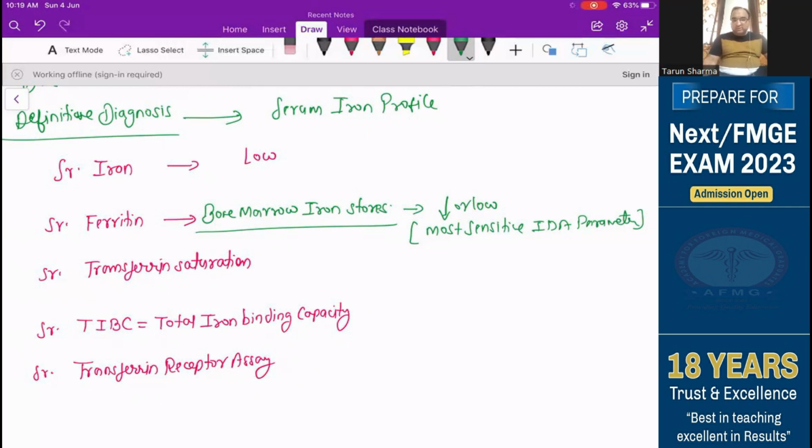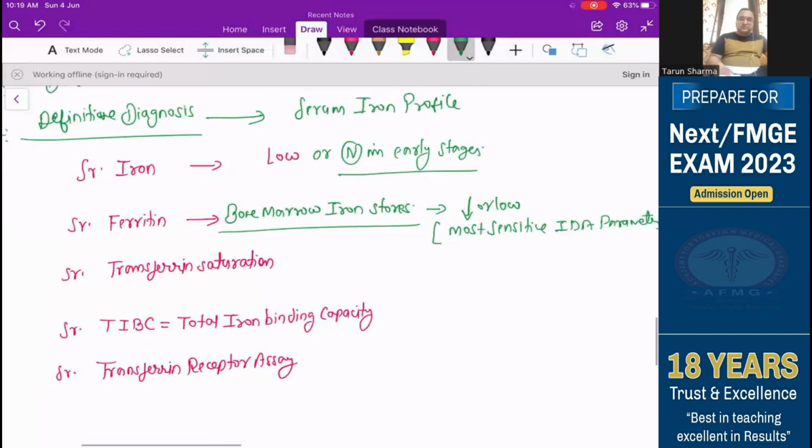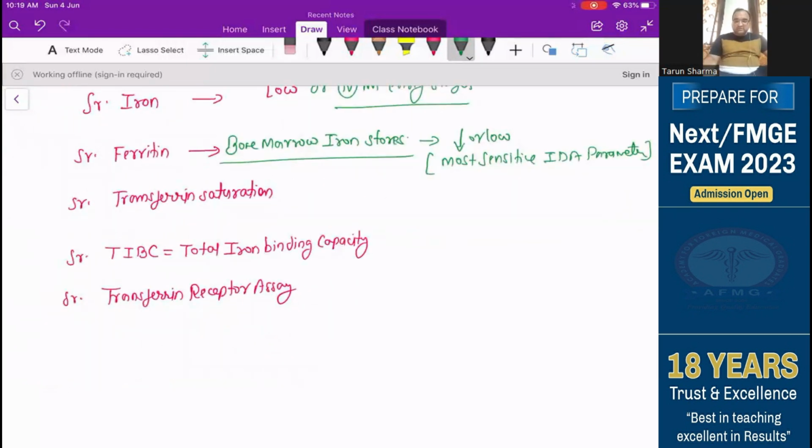So remember, in very early stages, serum iron can remain normal also. It will be low or it remains normal in early stages. So that's why don't depend on serum iron for iron deficiency anemia. So what is the reliable marker for iron deficiency anemia? That will be the serum ferritin. Remember, the first parameter to be reduced in blood in cases of iron deficiency anemia will be the bone marrow iron stores, and that is the serum ferritin.